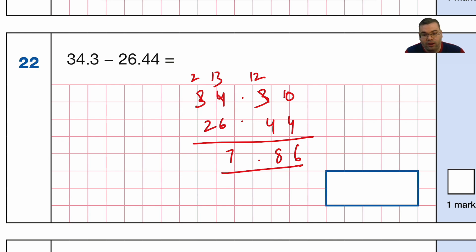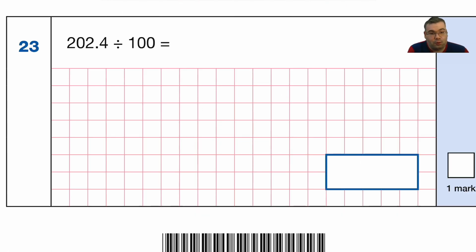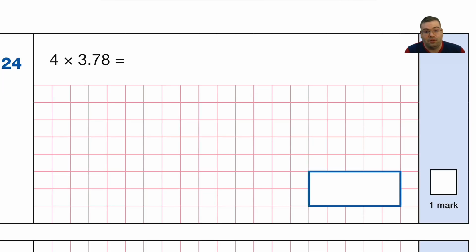So final answer is 7.86, right? So 202.4 divided by 100. We know that whenever we divide by 100, our decimal shifts two places, right? Because there are 2 zeros in that. So this answer will become 2.024, right?